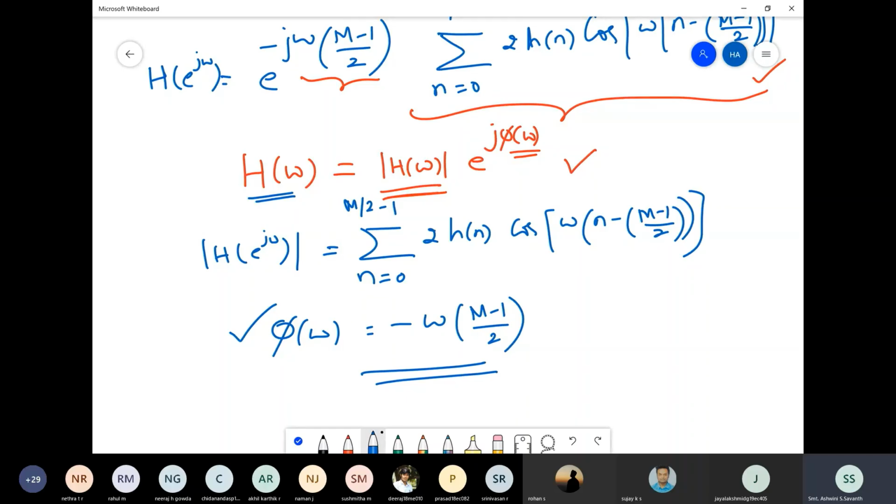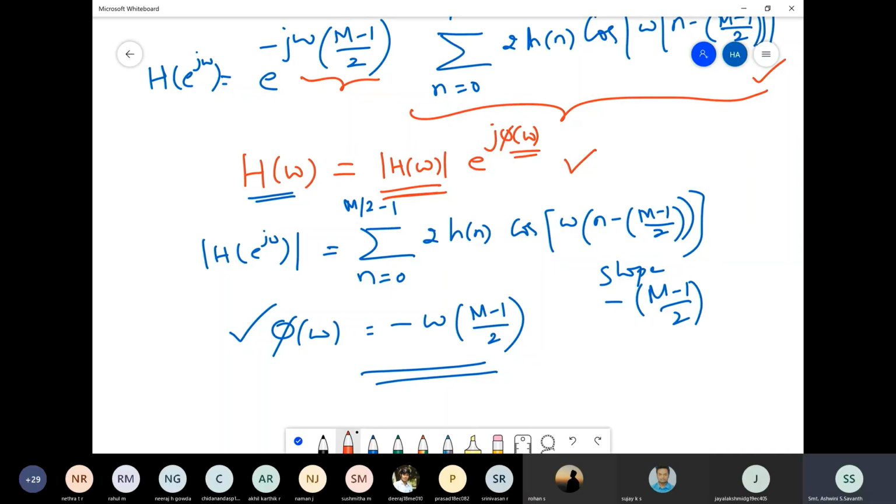What is the slope of this graph? Minus of (M minus 1) by 2. It has a negative slope. So it's a linear waveform with a negative slope. So we get a linear phase response for an FIR filter because the impulse response h of n of the filter, we assumed it to be symmetric. Even for antisymmetric, we will get a linear phase. So we can do the derivation for antisymmetric also in the same fashion.